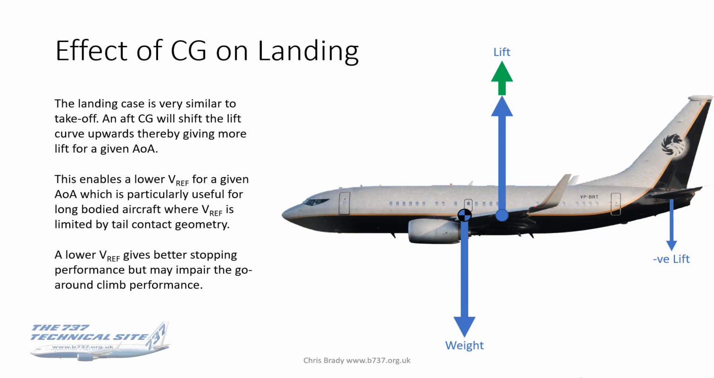And finally, the effect of CG on landing. It's very similar to the takeoff case. An aft CG shifts the CG curve upwards, thereby giving you more lift for a given alpha. That enables a lower VREF to be flown for a given angle of attack, which is particularly useful for long-bodied aircraft where VREF is limited by tail contact geometry, and I'll mention this again in a moment. A lower VREF will of course give you better stopping performance because you're touching down with a lower speed, but might impair the go-around climb performance for the same reason I've been explaining on the previous slide, that when you've got a lower speed, your climb gradient may be lower.